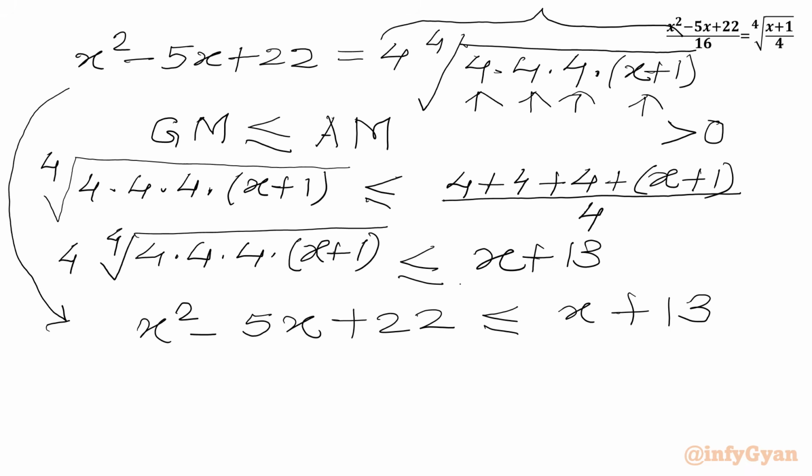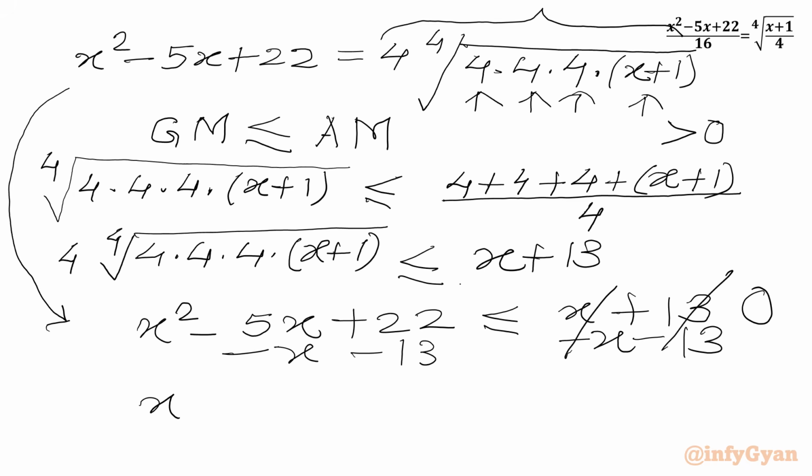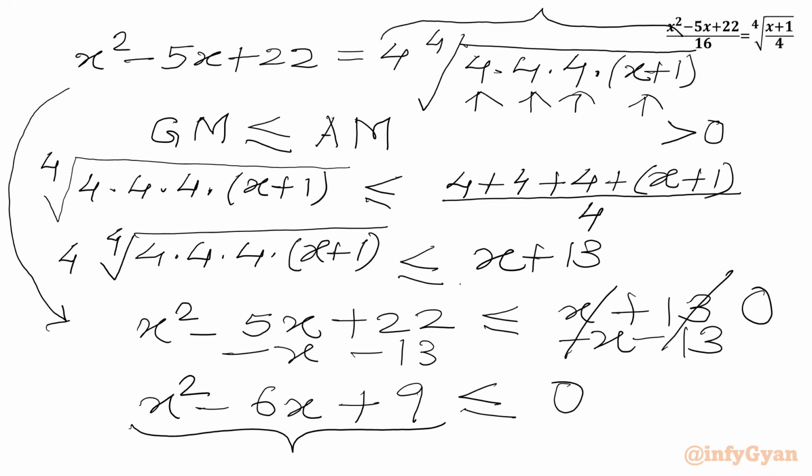Now we'll subtract x + 13 from both sides. So I will write −x − 13 on both sides. On the RHS, we'll cancel these two and write 0 there. And in the LHS, we'll write x² − 6x + 22 − 13 is 9, less than or equal to 0. Here we can write this is (x − 3) whole square, less than or equal to 0.